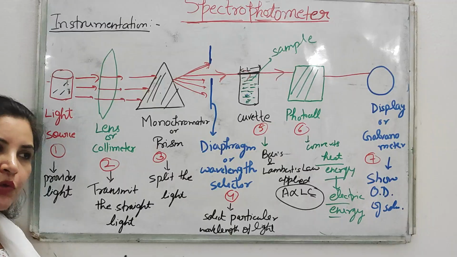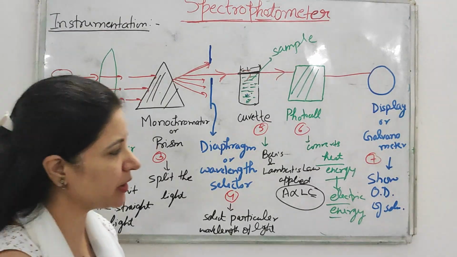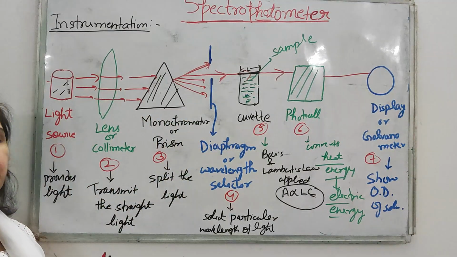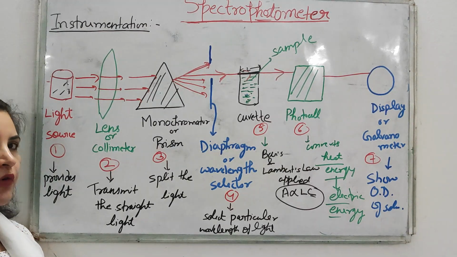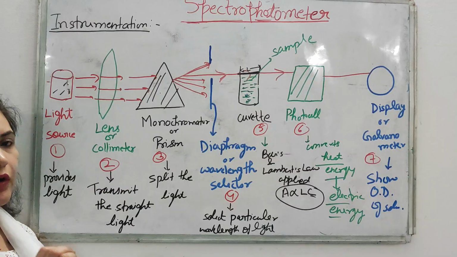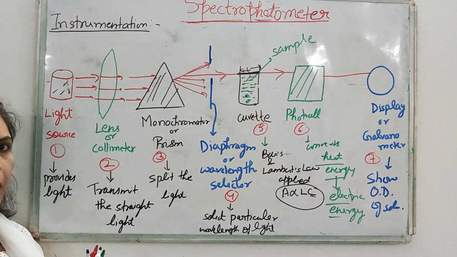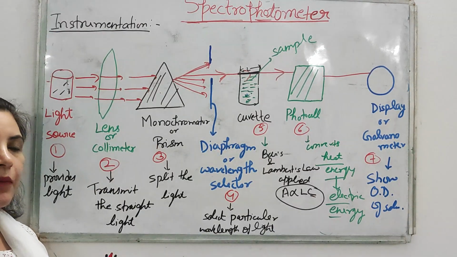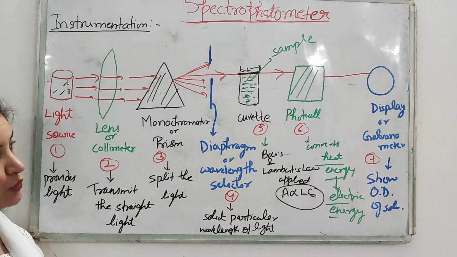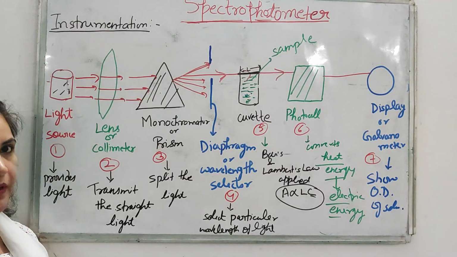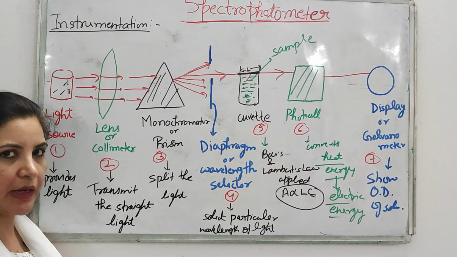Clear? So if a question asks about the spectrophotometer, what points do you have to mention? First you will write the use of the spectrophotometer. It is used to measure the concentration of any unknown sample. This is the use. After that you will write the principle: it is based on the Beer-Lambert law.